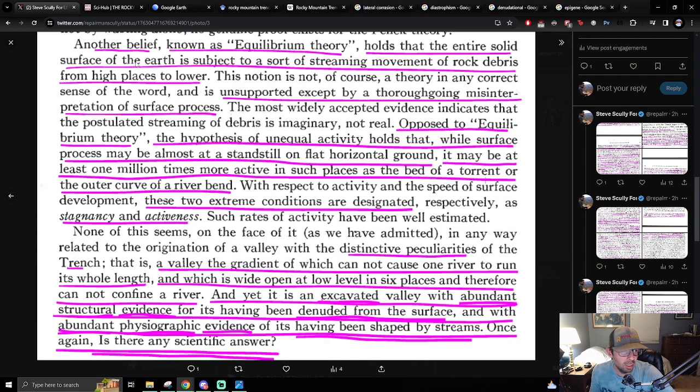Another belief, known as equilibrium theory, holds that the entire solid surface of the Earth is subject to a sort of streaming movement of rock debris from higher places to lower. This is unsupported except by a thoroughgoing misinterpretation of surface process.